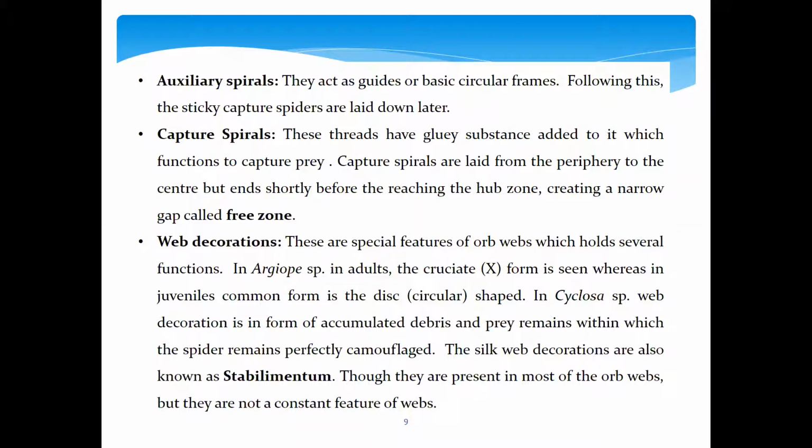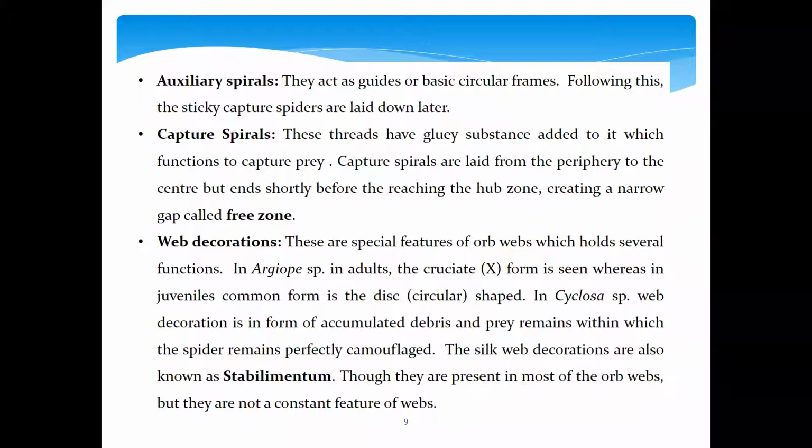So this, though present in most of the orb webs, is actually not a constant feature of webs. What does that mean? That means whenever a web is constructed, it is not a hard and fast rule that a spider will always make a stabilimentum. So this leaves us a question. What is the actual function of this stabilimentum?